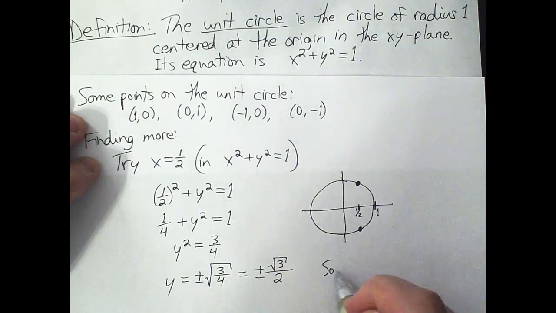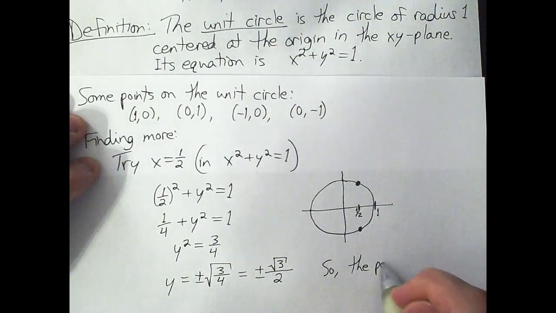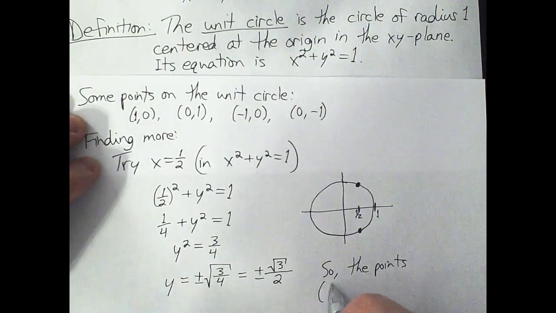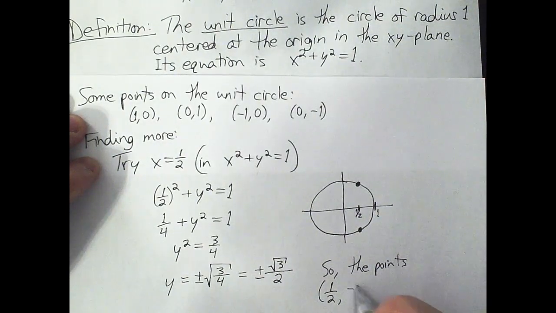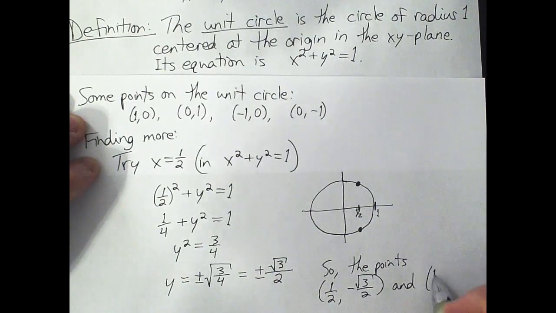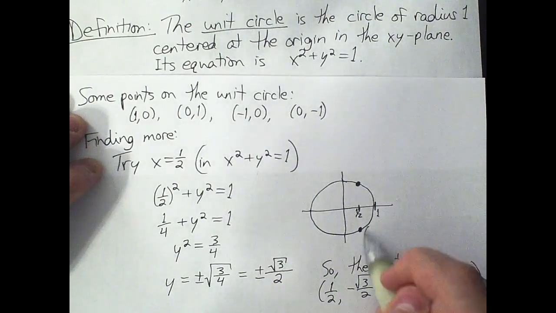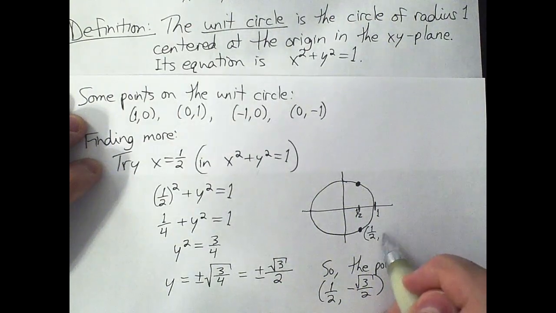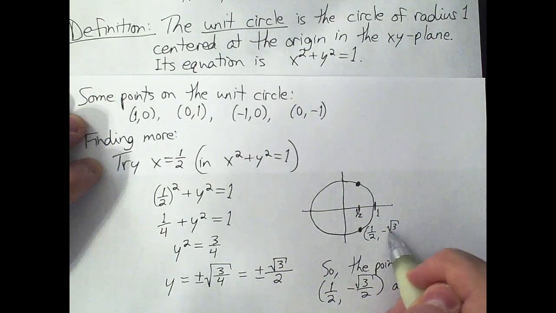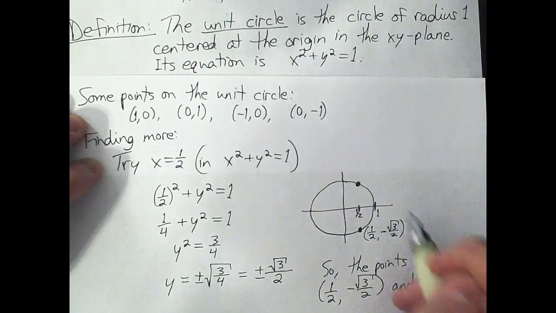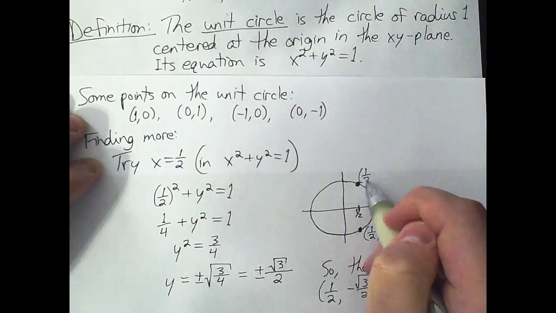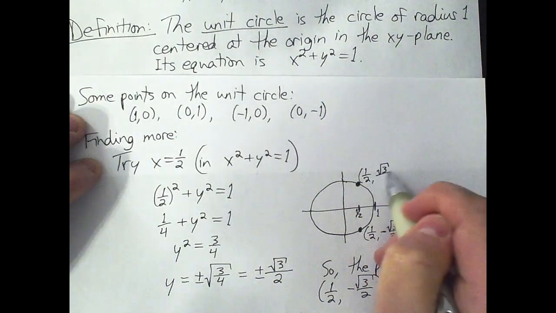And those points are 1/2, comma, negative square root of 3 over 2, and 1/2, comma, positive square root of 3 over 2. I'll label them up here too. I can tell which one is the negative one and which one's the positive one, right? By which quadrant they're in. 1/2, and this is positive square root of 3 over 2.